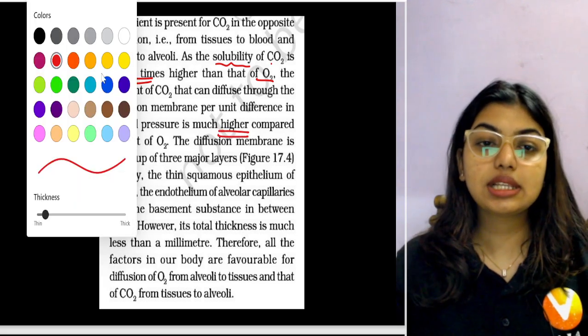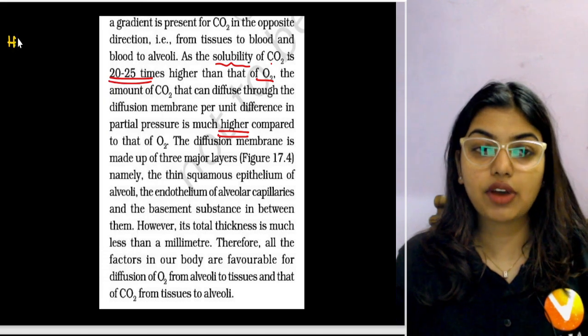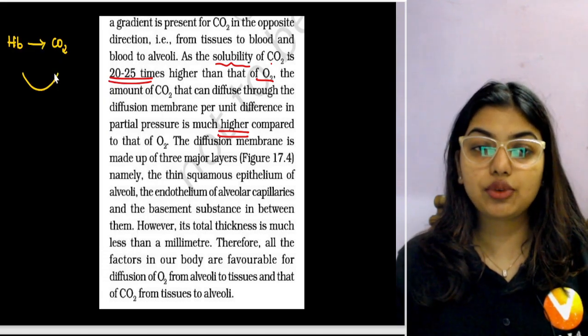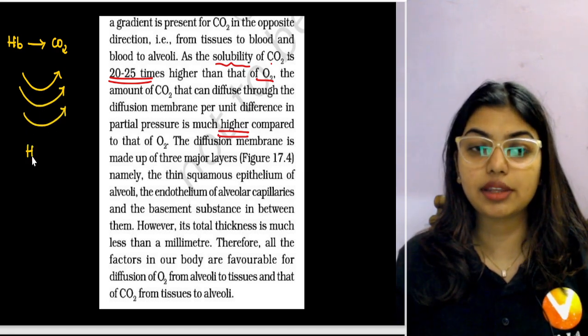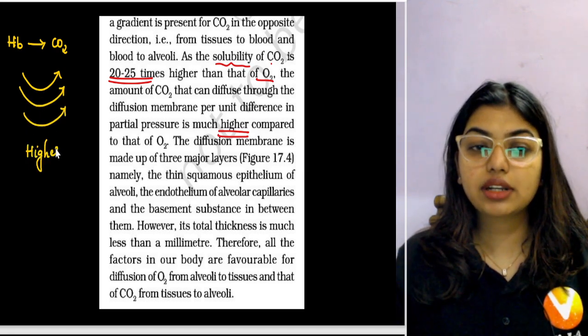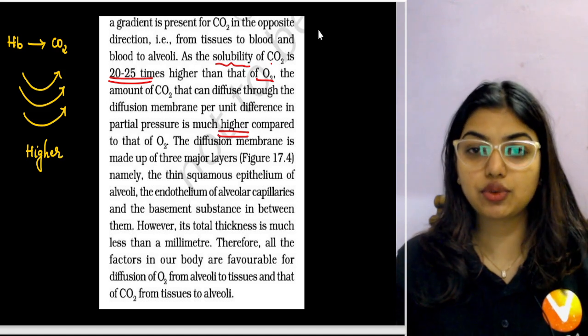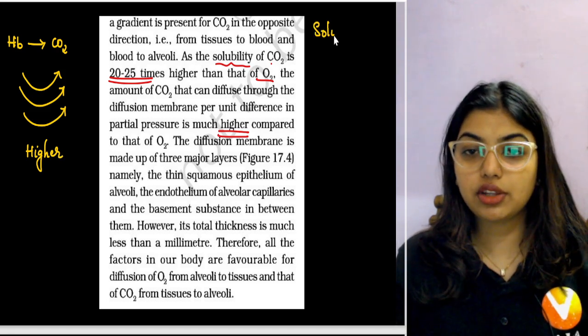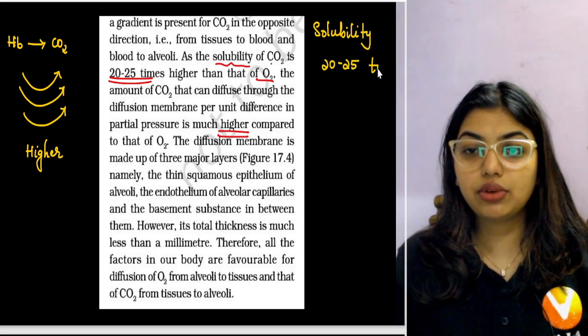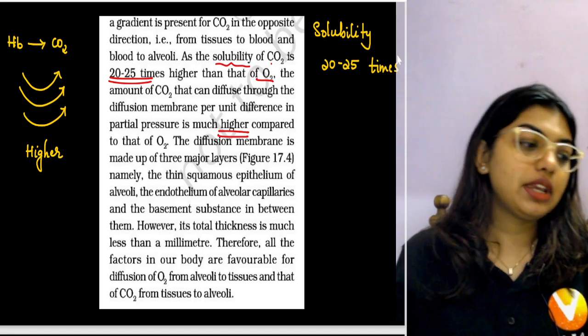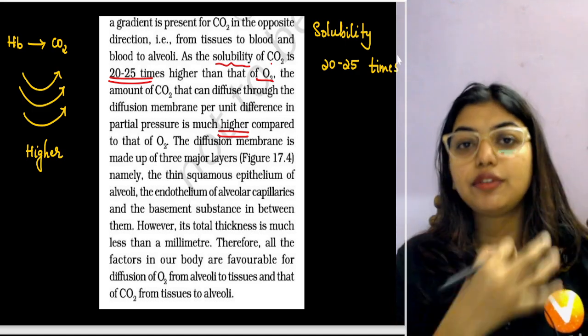So obviously, since hemoglobin attracts carbon dioxide faster, there is also a chance that carbon dioxide going through the diffusion membrane will be higher, because one of the factors for a gas to pass through the diffusion membrane is solubility of the gas. So since solubility is around 20 to 25 times higher, we can obviously think that this one will diffuse faster.